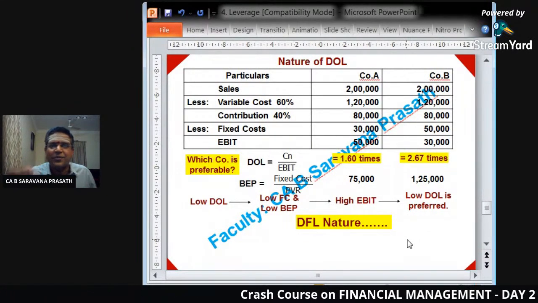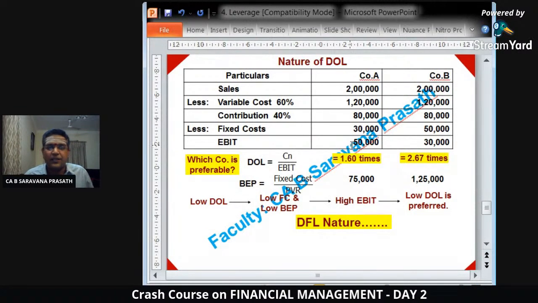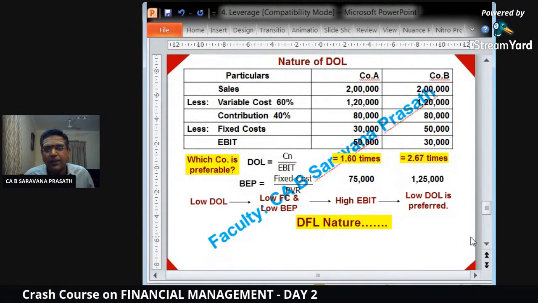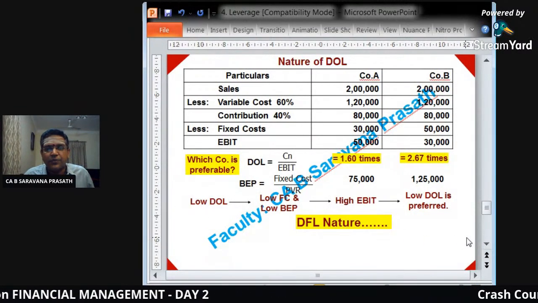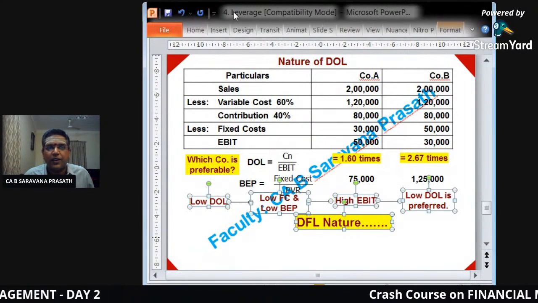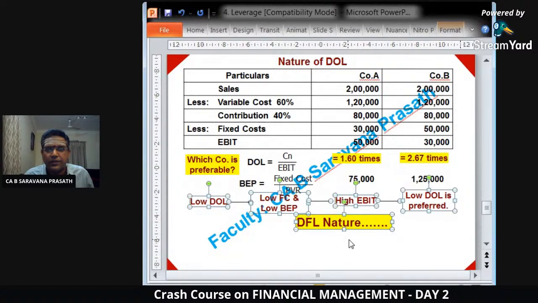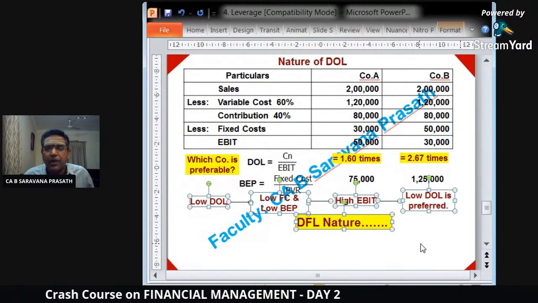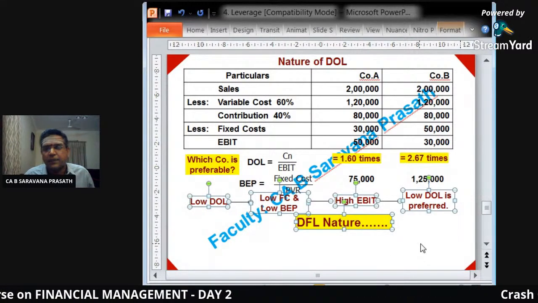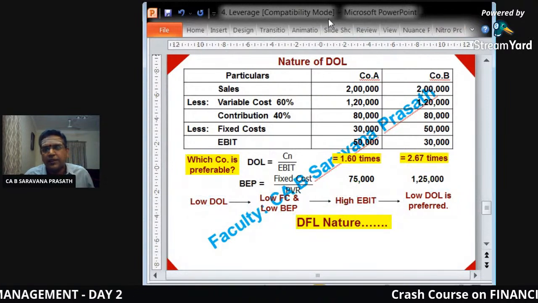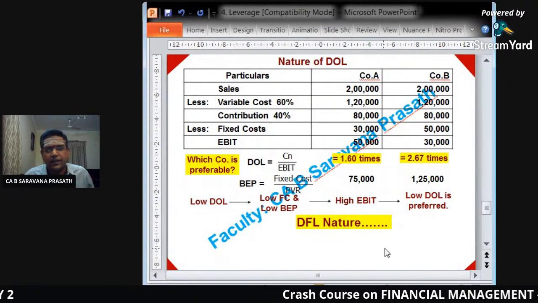Now, let's move to the next area. I trust that you would have understood this particular point. This is the point that I am referring to, the one which is shown in shaded portion in your table. The low DOL is preferable. Low DOL is always preferable. This is the first concept.